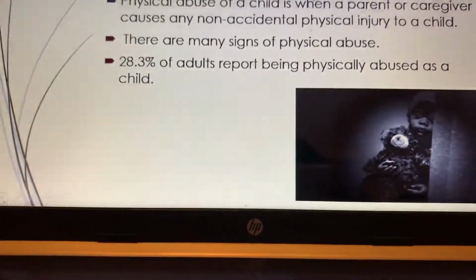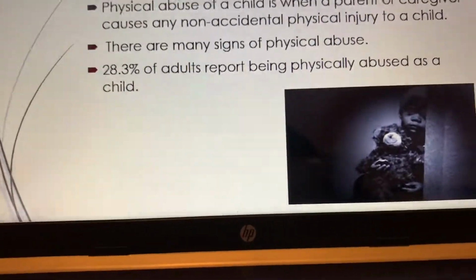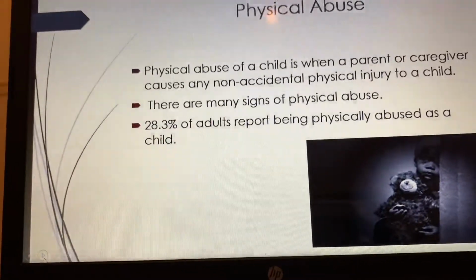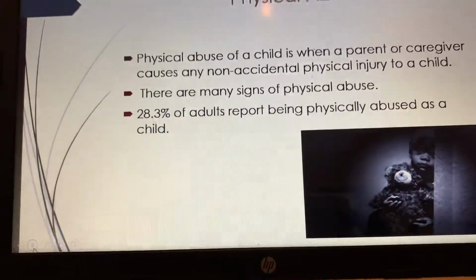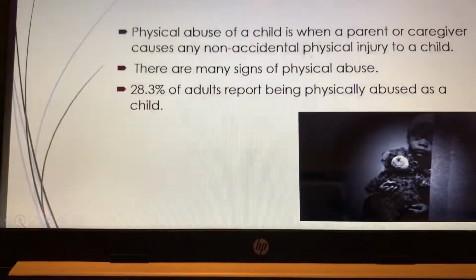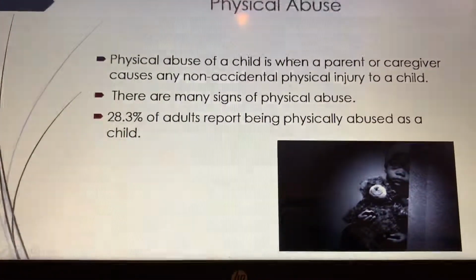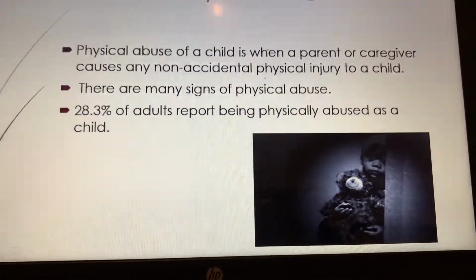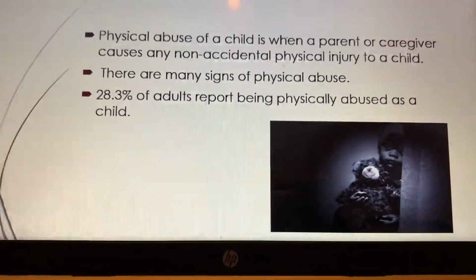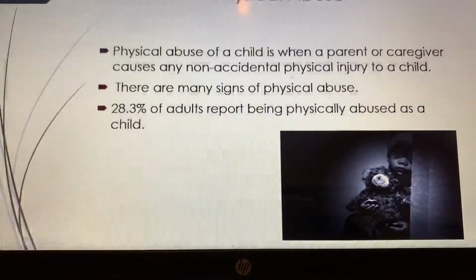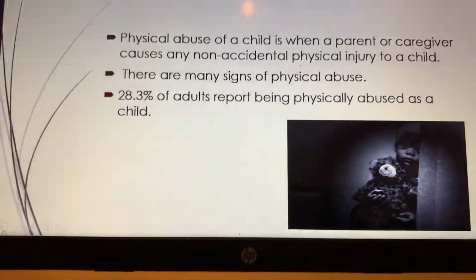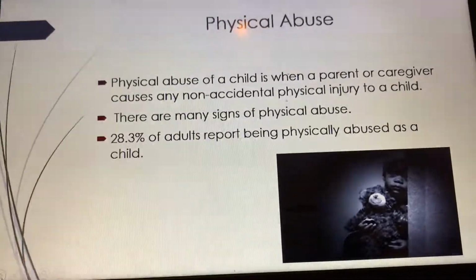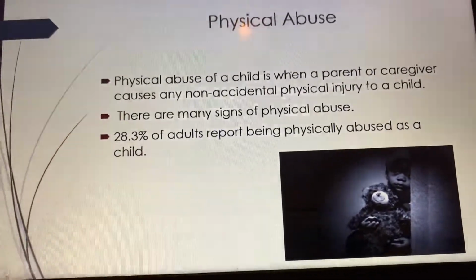Physical abuse. Physical abuse of a child is when a parent or caregiver causes a non-accidental physical injury to a child. There are many signs of child abuse, and in recent research, it was found that 28.3% of adults report being physically abused as a child. This is very high. I believe that in our society today, it shouldn't be happening because we already know what the consequences of child abuse are.